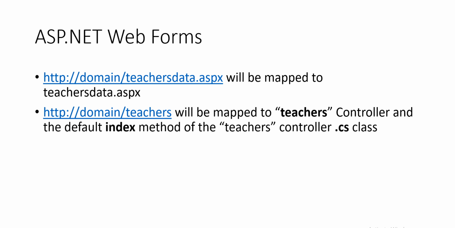For example, http://domain/teachers will be mapped to the Teachers controller and the default Index method of the TeachersController.cs class.